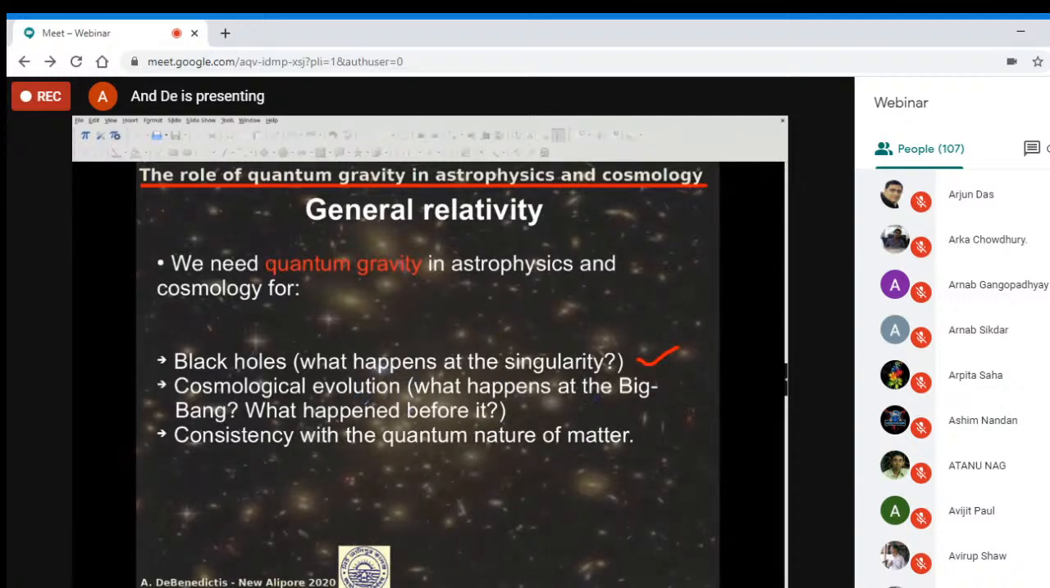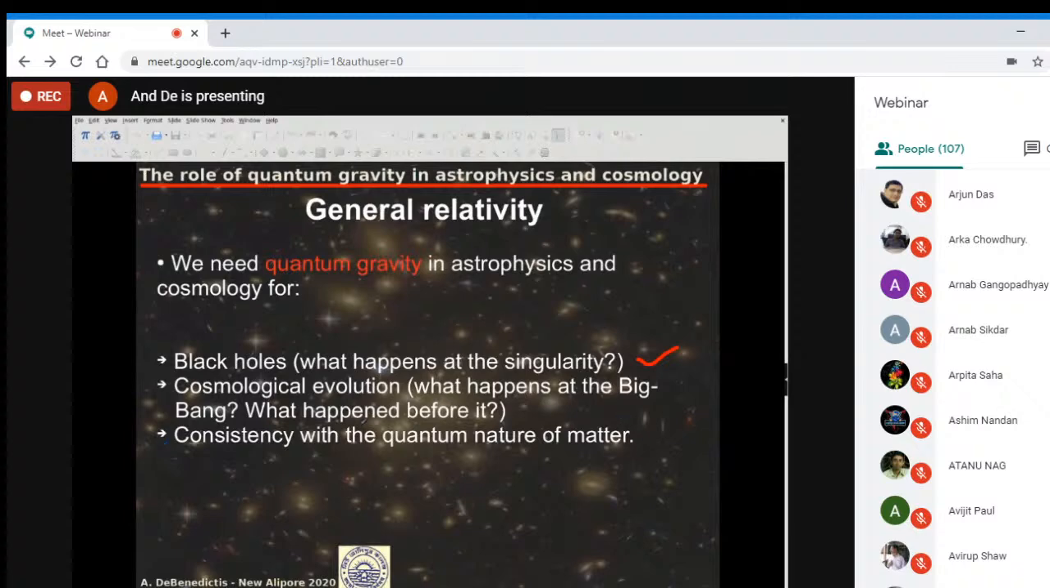Well, what happens after the Big Bang? Okay, general relativity is very good for that. But we can't go before the Big Bang because of that infinity. So maybe quantum gravity will help us figure out what happened before the Big Bang. We also need, I won't get into this, but if anybody is interested, we can talk about it, the consistency between the gravitational field and the quantum nature of matter.